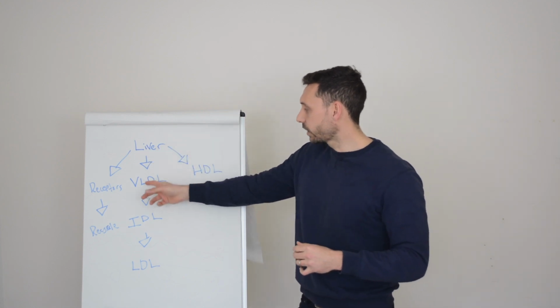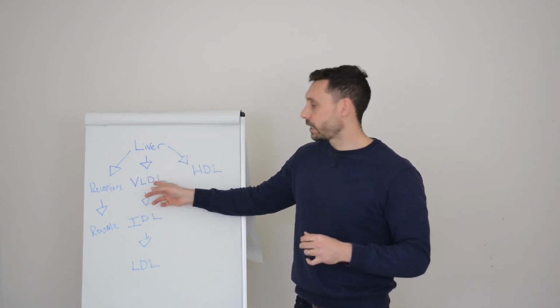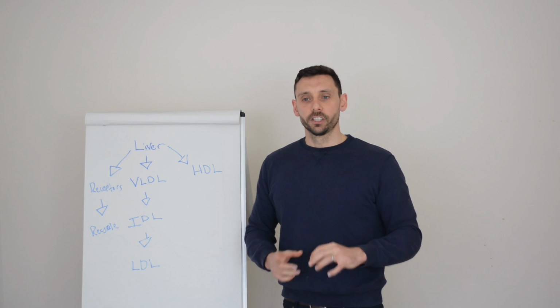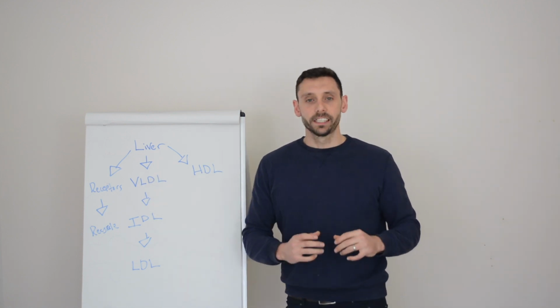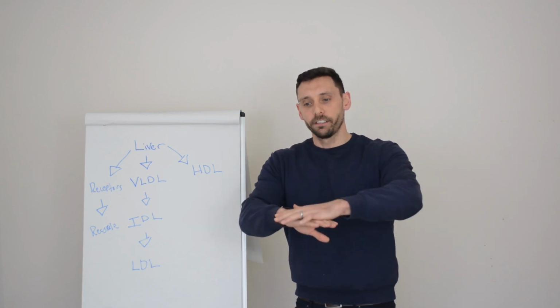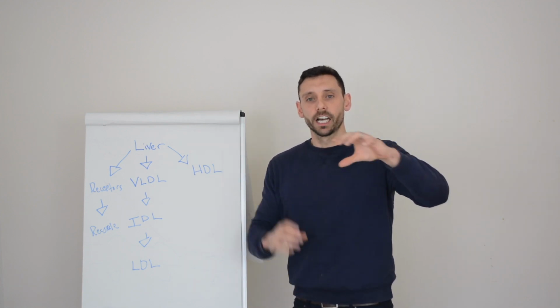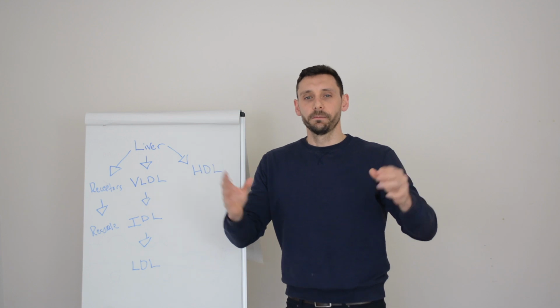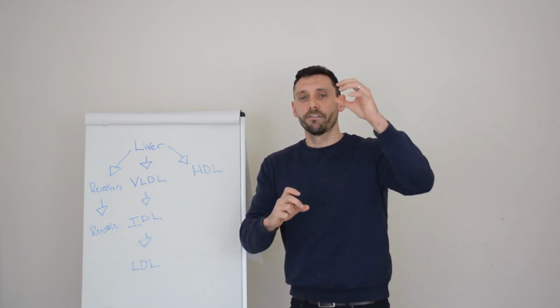So it starts with things called very low density lipoproteins. The reason they are very low density is because there's a lot of triglycerides in them. And because the fat rises to the top of the water glass, it makes it very low density, because water is more dense, but there's more fat in it.